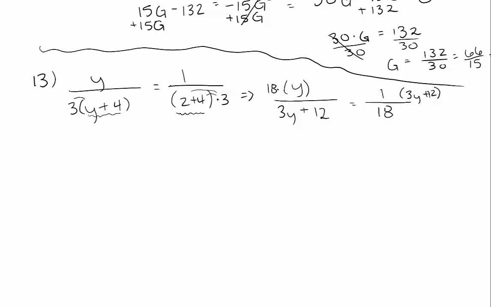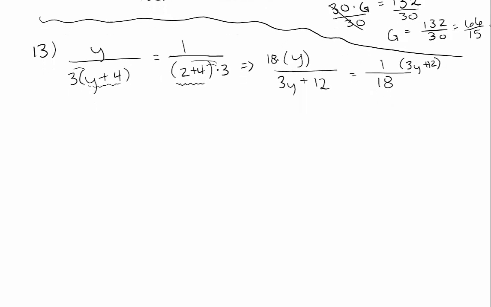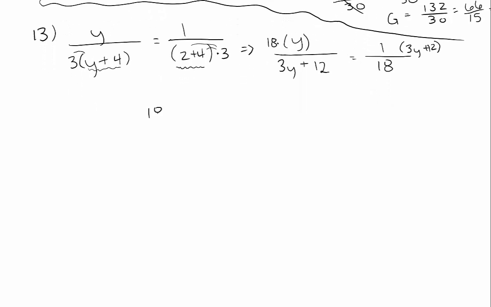And so when I rewrite my problem, it should look something like this. 18y on the left equals, and I have, well, essentially a 1 times this, but 1 times anything is just itself, so I'm just going to put 3y plus 12. And that's what it looks like. That's what our equation looks like after we get rid of the fractions.